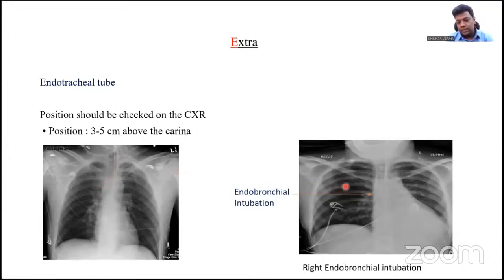But sometimes what happens, if there is endobronchial intubation, the tube can go inside the right bronchus, leading to the inflation of this part, and this part is not aerated. So there is a right endobronchial intubation. So this is an X-ray film showing right endobronchial intubation.